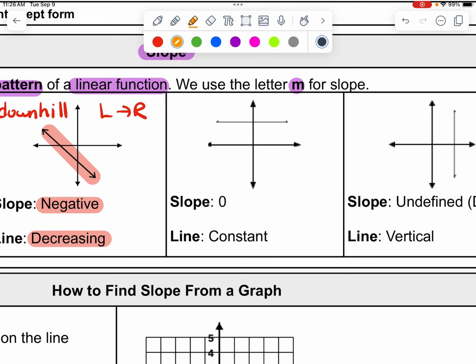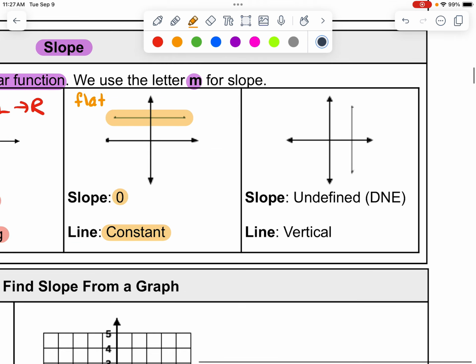When your graph is perfectly flat, we call that a slope of 0. There's basically 0 steepness to the line, and we call it a constant line. It stays the same all the time. And when your line is going straight up and down, we say that your slope is undefined. It doesn't exist, and the line is vertical.